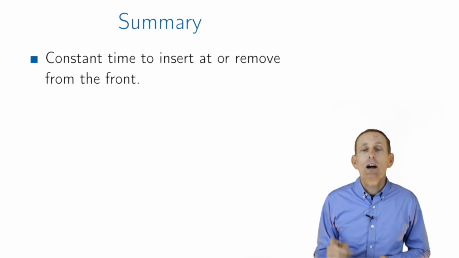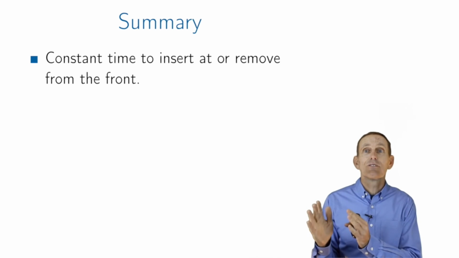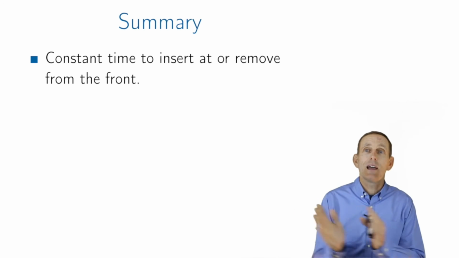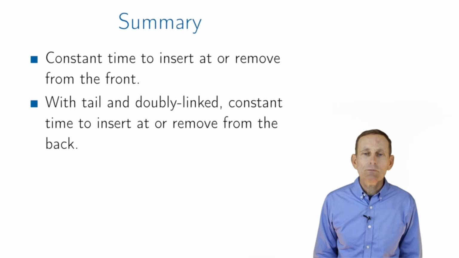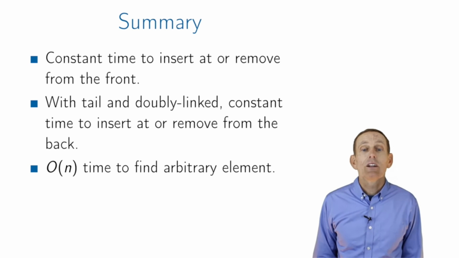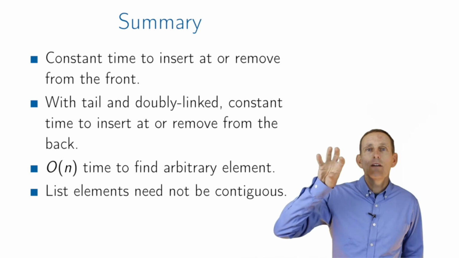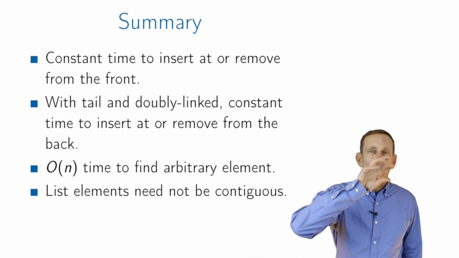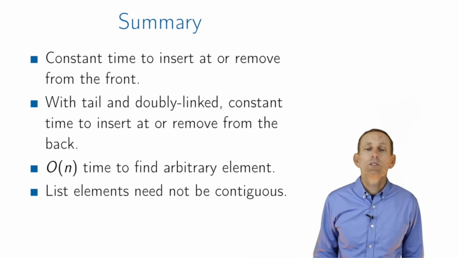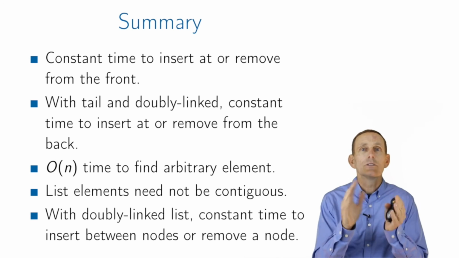However, linked lists are constant time to insert at or remove from the front. Unlike arrays, right? We saw with arrays, if you want to insert at the front or remove from the front, it's going to take you order n time because you may have to move a bunch of elements. If you have a tail and it's doubly linked, it's also constant time to work at the end of the list, so you can get, add, and remove from there. It's linear time to find an arbitrary element. The list elements are not contiguous as they are in an array. You have separately allocated locations of memory, and then there are pointers between them. And with a doubly linked list, it's also constant time to insert between nodes or to remove a node.